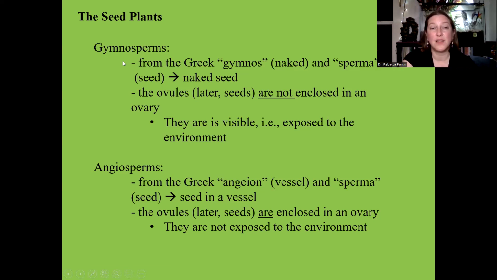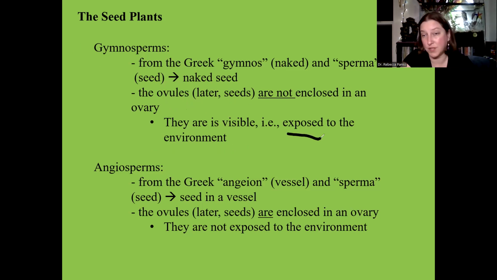So in gymnosperms, the ovules, and later the seeds, are not enclosed in an ovary. In other words, they are naked. That means that if you're looking at a gymnosperm, you can see with your eyeballs the ovules, and after the egg inside of the ovule gets fertilized, you can see with your eyeballs the seeds, because they are visible, they are exposed to the environment.